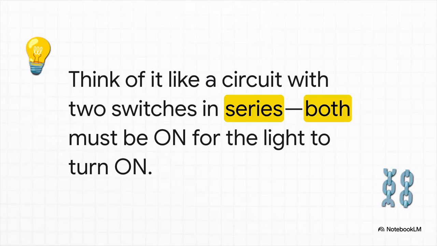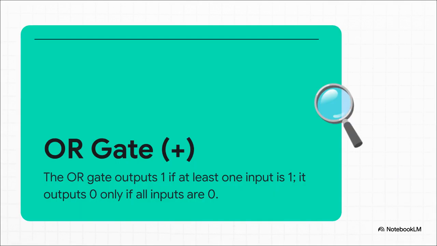The absolute perfect way to picture this is a circuit with two light switches in a row. For that light to turn on, you have to flip switch A and switch B. One or the other just won't cut it. Next, we have the OR gate.